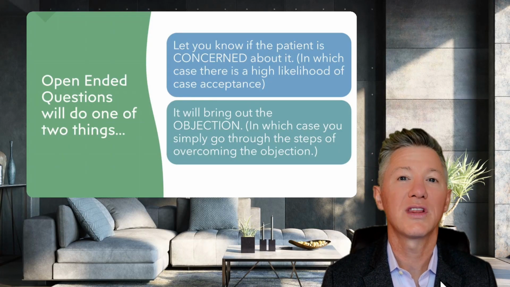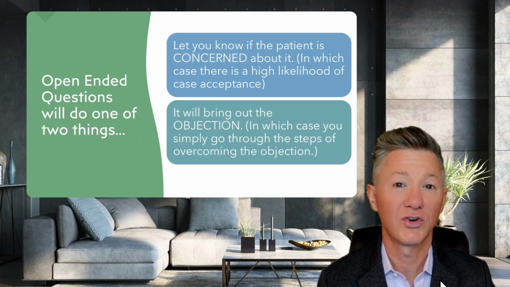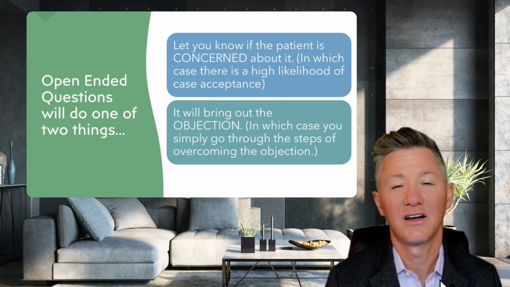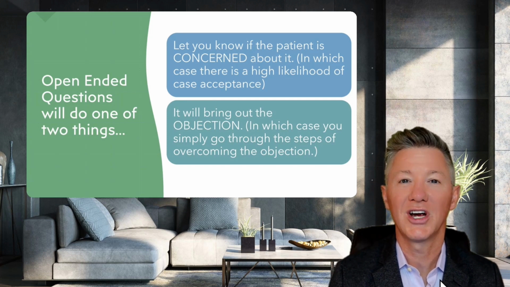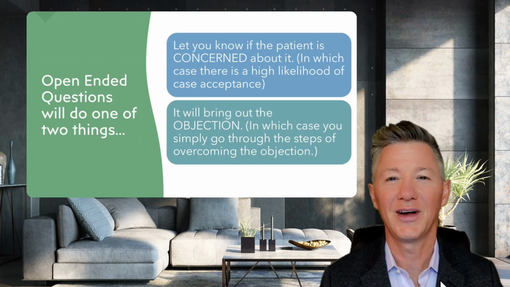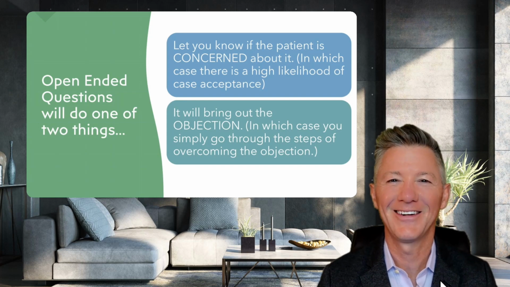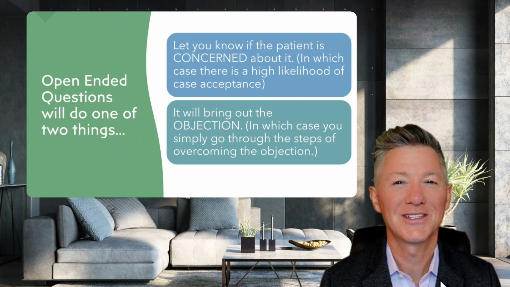They either let you know that the patient is concerned about something, in which case you know the likelihood of case acceptance is pretty high, or it'll bring out the objection, in which case you just follow the steps of overcoming an objection, like we had in our video two videos ago. And what are those steps?